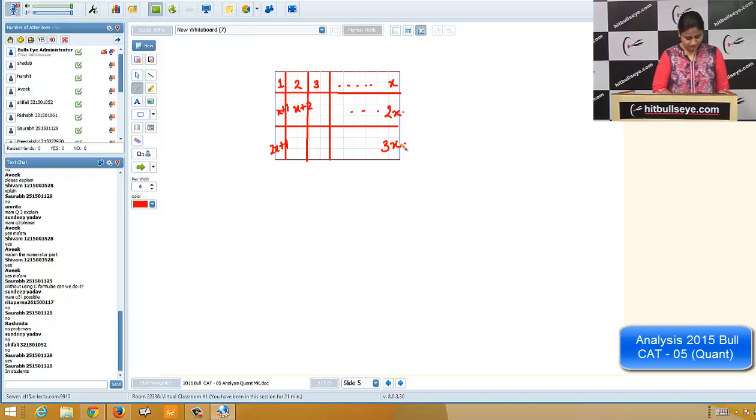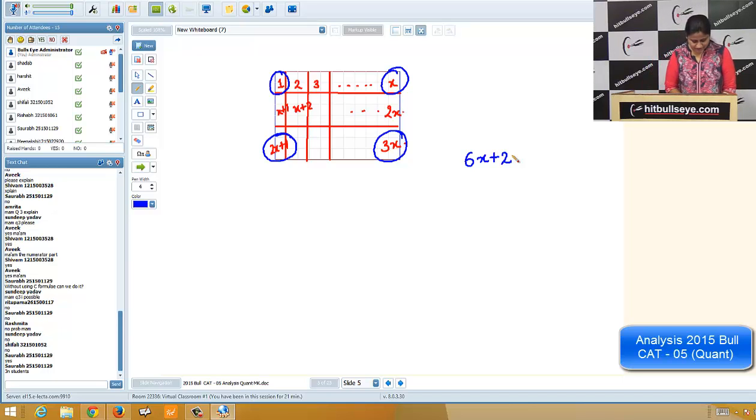Now what was the question given? 4 friends quickly claimed the corner lockers. What are the corner lockers here? They are 1, x, 3x and 2x plus 1. These are the corner lockers. Their total, what is their total? That is 6x plus 2. That is the total. Of course, x will be a positive integer only, since you are talking about locker numbers, they can't be fractions or decimals. 6x plus 2 is the total of their ages. One line was written here that all of their ages are from 14 to 15 years.